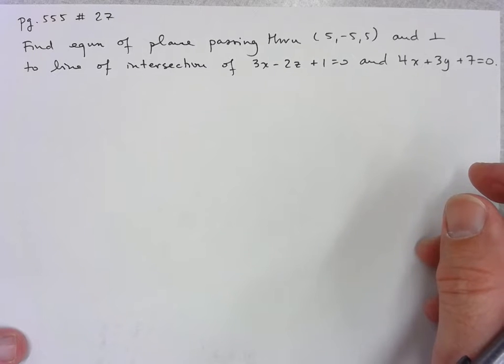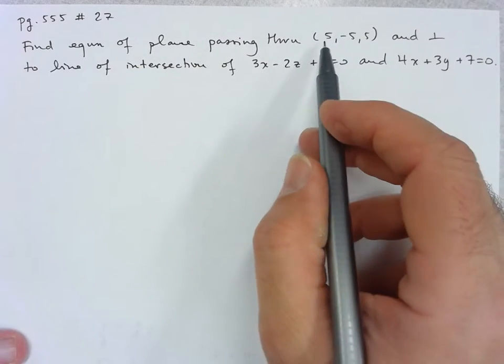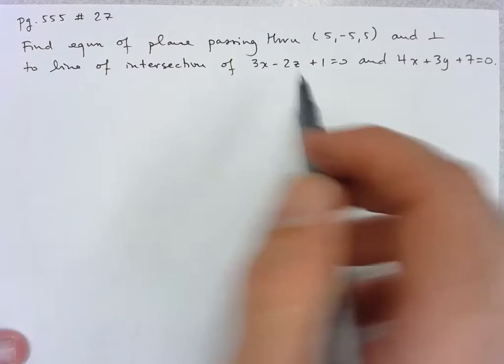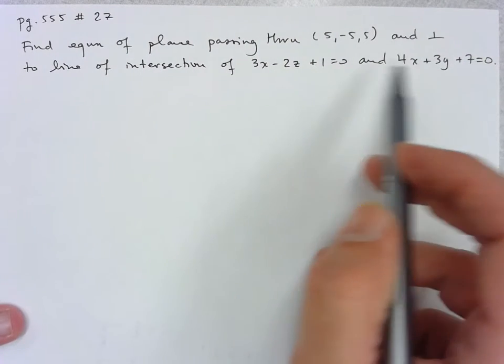Hi folks, this is number 27 from page 555. They want us to find the equation of a plane, and this plane passes through (5, -5, 5) and is perpendicular to the line of intersection between these two planes.